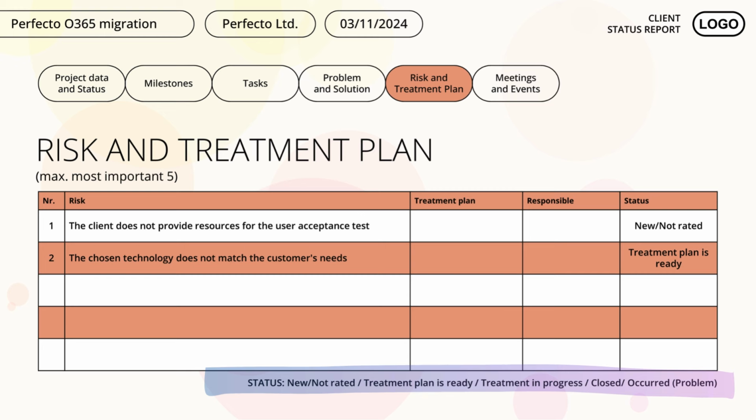Closed. If the mitigation plan has been implemented or the risk has disappeared, we assign the closed status. This risk will not be included in the next report.